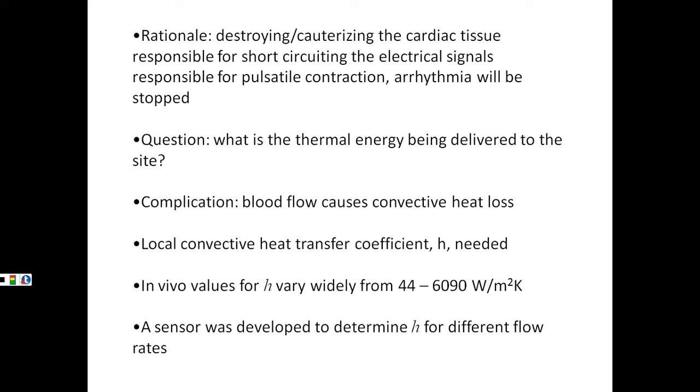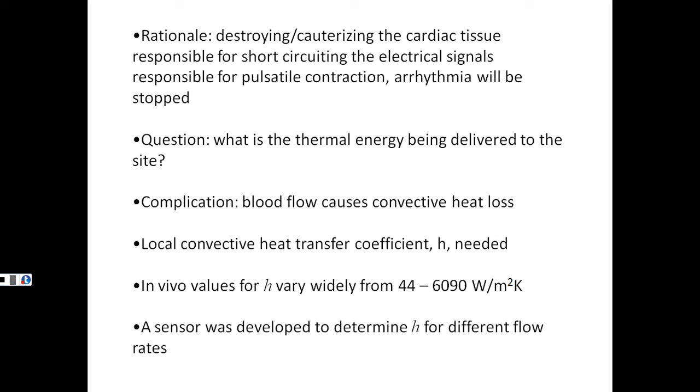So you want to zap something and apply heat, but you can't stop the heart, so you're going to have this constant swishing of fluid past that location. You've got a local convective heat transfer coefficient, H, that you want to get. And you know that your in vivo values vary widely. So a sensor was developed for calculating H for different flow rates. Now, if they're going to calculate this, they're going to want to use the Nusselt number, which means they need the Prandtl number and the Reynolds number, right?